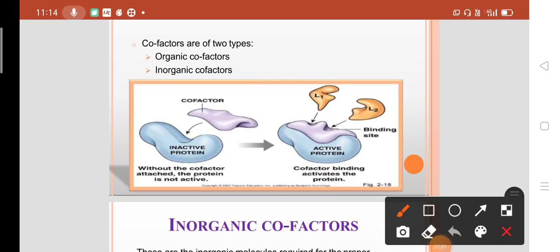The cofactor binds to the inactive protein. Without the cofactor attached, the protein is not active. Whereas after the attachment of the cofactor to the protein, it becomes active.